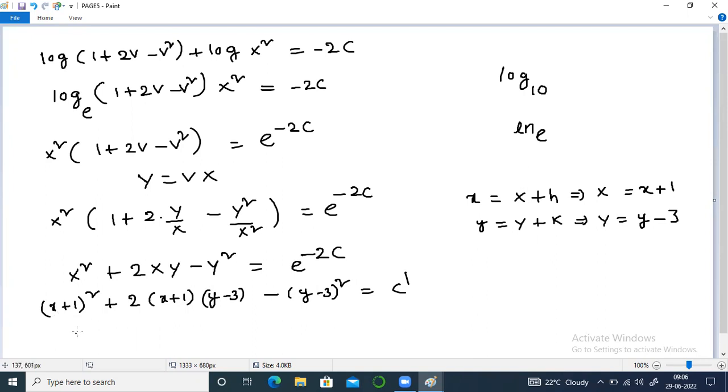You write x square, a plus b whole square formula, x square plus 2x plus 1, plus 2 into x plus 1 into y minus 3. So you solve this one, and y minus 3 whole square, a minus b whole square, expand it, and the final equation you will get as a solution. Or you can stop here also actually, but generally it is not correct to stop here. So please expand x plus 1 into y minus 3, you can multiply x into y minus 3, something like that. So hope you can do that, but still I will do this one also.